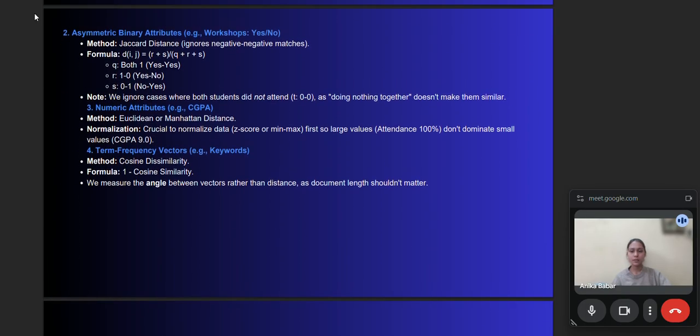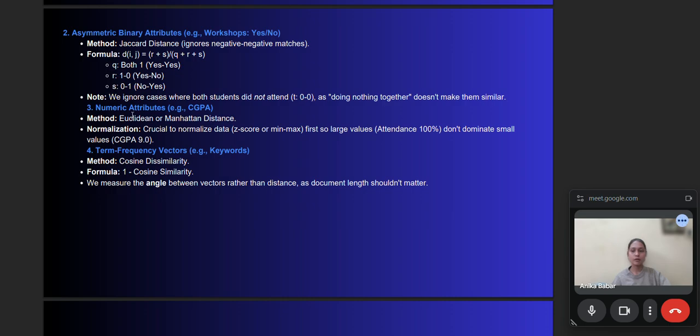Now, second, asymmetric binary attributes. In this, the method we use is Jaccard distance, which ignores negative matches. The formula we use is d(i,j) = (r + s) / (q + r + s), in which q is both 1, that means yes and yes, r is 1 and the other is 0, that is yes and no, and s is 0 and the other is 1, which is no and yes. We ignore cases where both students did not attend.